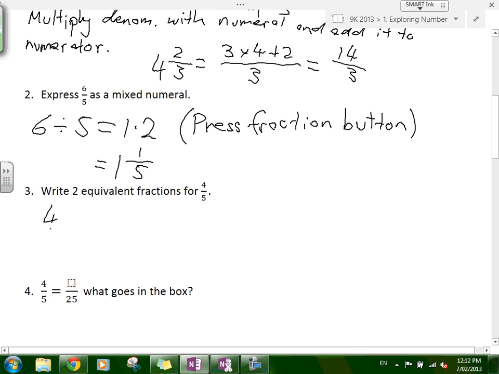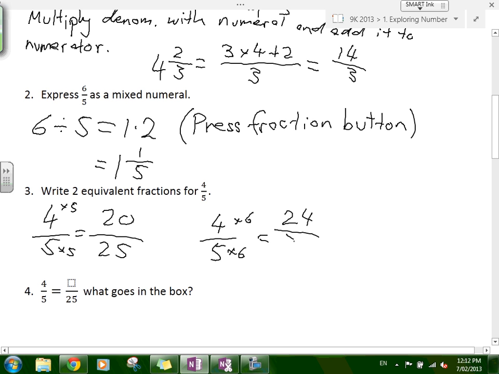So 4 over 5 equals, we multiply both by 5, and so what's that going to equal? 20 over 25. Okay, what's another number, Nick? Pick another number. Okay, so we want to multiply by 6. So 4 over 5, we multiply the top and the bottom by 6, and we get 24 over 30.